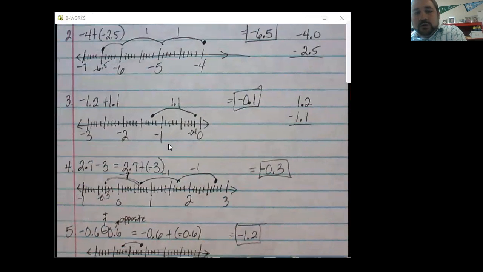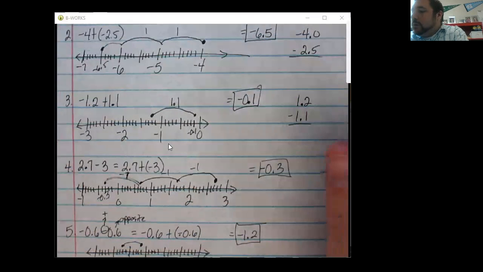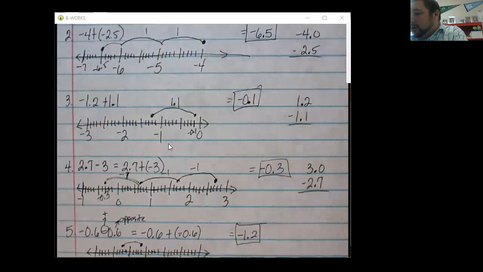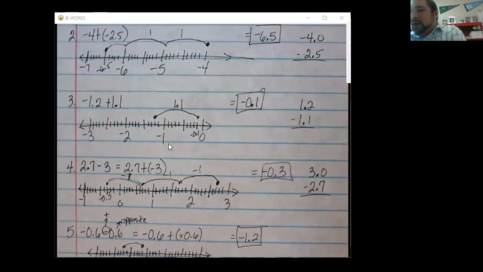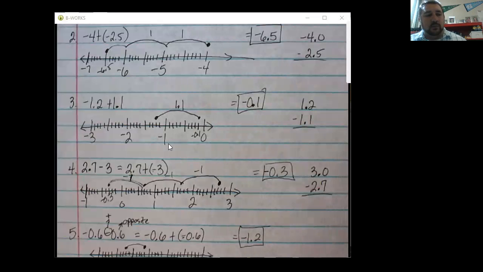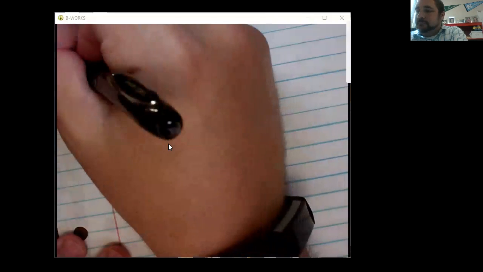On number 4, you would subtract. And you would actually have to rewrite this with the 3 on top because it's larger. You would have to add a decimal and a 0, then minus 2.7. All right? So that's what that would look like if you are not using a number line. Now, let's look at the word problems, starting with number 7.